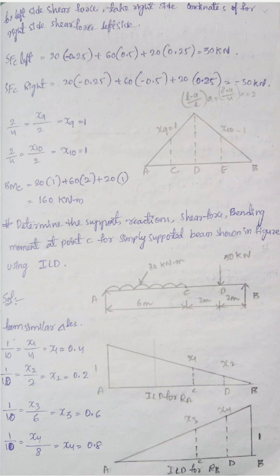Shear force at C right side equal to 20 into minus 0.25 plus 60 into minus 0.5 plus 20 into 0.5, that is minus 30 kilonewton. So plus 30 kilonewton and minus 30 kilonewton.